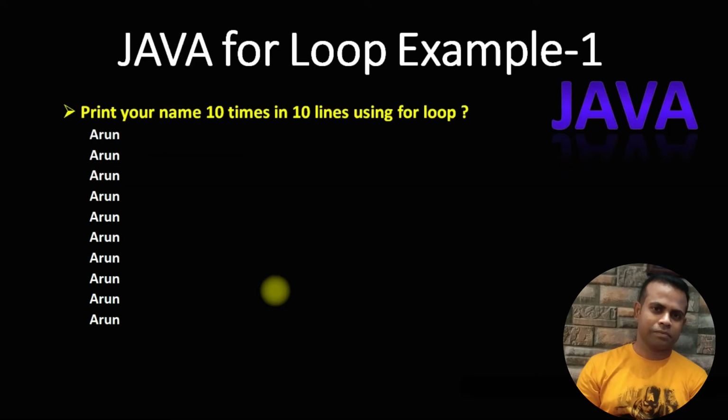Now let's create this scenario in Eclipse. So the same thing, we have to print my name. Let's say my name is Arun. I have to print Arun 10 times in 10 lines this way. So my outcome should look like this. We have to write this type of program using for loop. So let's check in Eclipse.